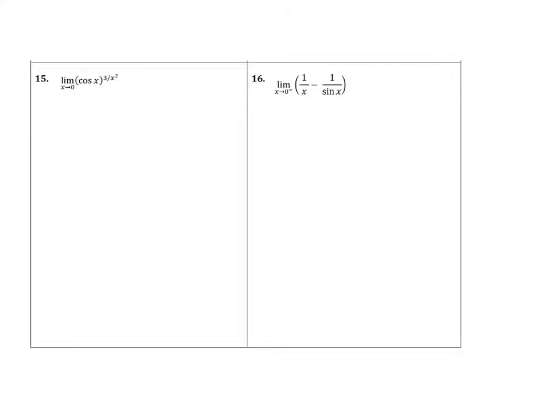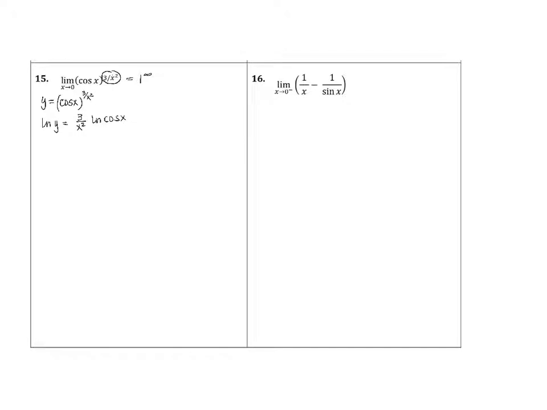Okay, so for now, number 15, we are going to go through the same process again. And let's see, if we plug in 0 here, we're going to end up with 1 raised to the infinity, which again, we're tempted to say is 1, but we are in calculus, so we can't do that. Again, we need to move that exponent, so we're going to say y equals cosine of x, and all of that is raised to the 3 over x squared. Then we will do our natural log equals 3 over x squared, natural log of cosine of x.